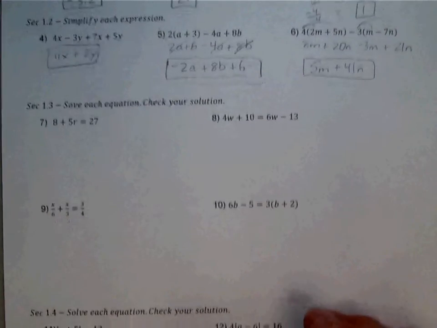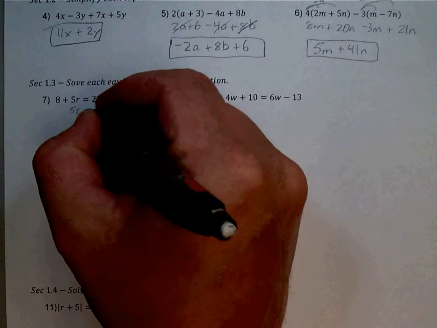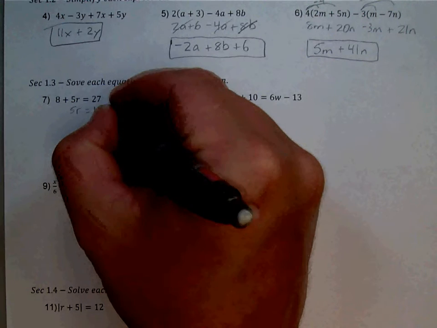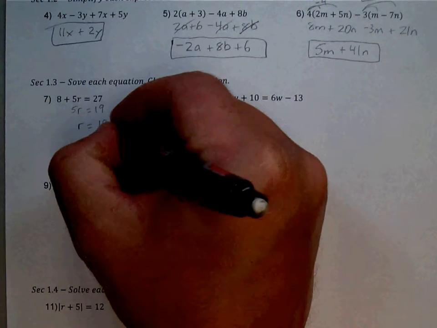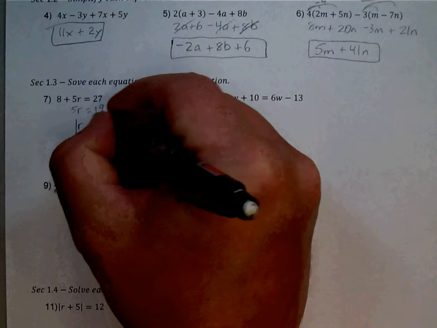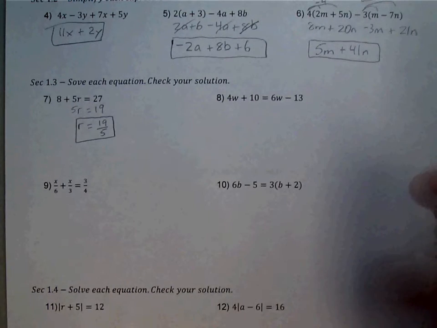Number 7, now we solve. Subtract 8. From 27 I get 19. Divide by 5. You can leave it as a fraction. So 3.8 as a decimal would be acceptable as well.